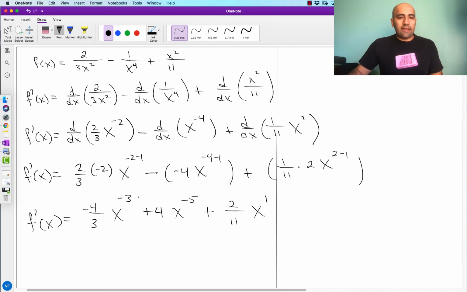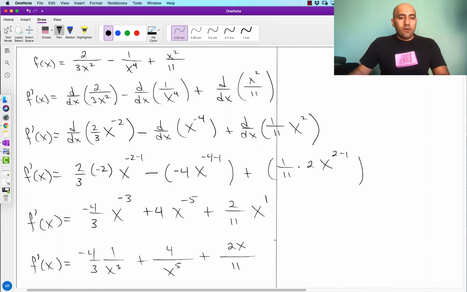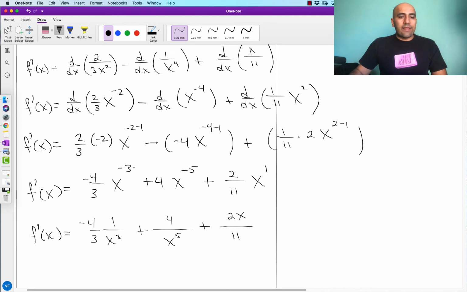Good. And then again, getting rid of the negatives in the exponents, f prime of x is equal to negative 4/3 times 1/x to the 3rd power plus 4/x to the 5th power plus 2x/11. Okay, well, at least we got rid of the negatives in the exponent, so that's a pretty good answer.